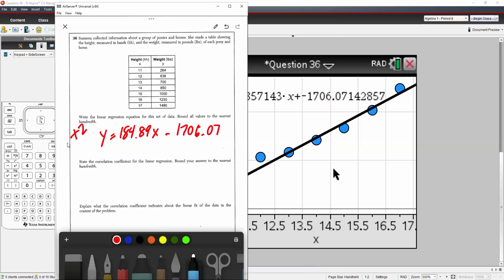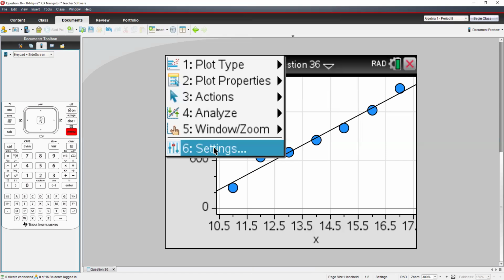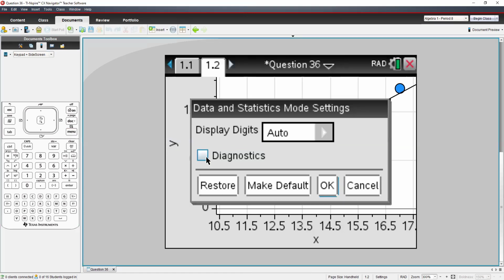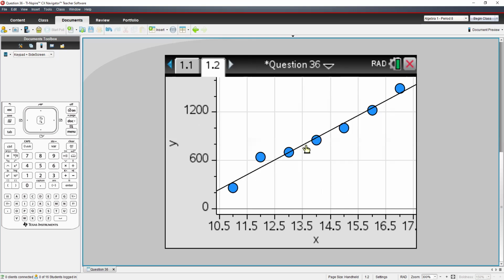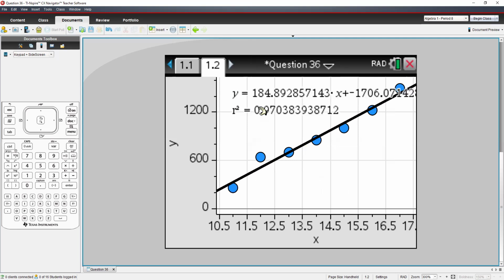Now we got to come up with the correlation coefficient. Now, the calculators are going to be set up for this automatically, but if for some reason you don't see the R squared, this is all you have to do. You just go to menu, you go to settings, and right here where it says diagnostic, you're going to select that and then press OK. And then when you come back and click on the equation, you see that the R squared is there.